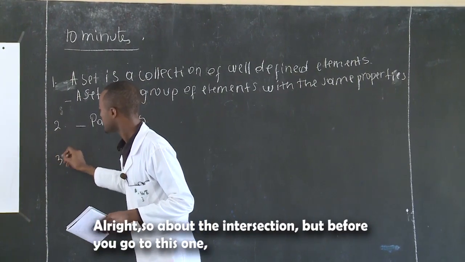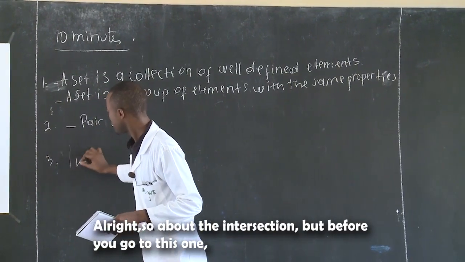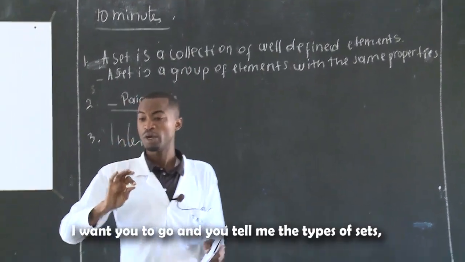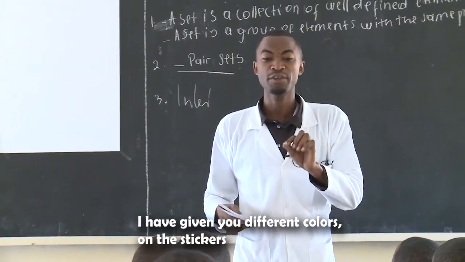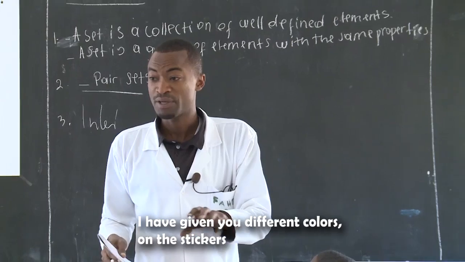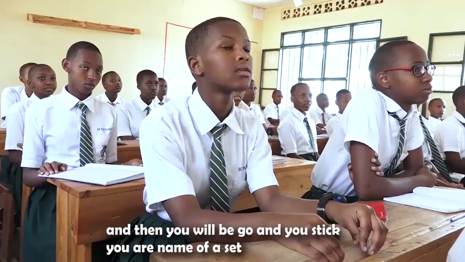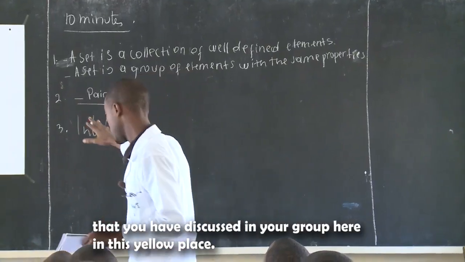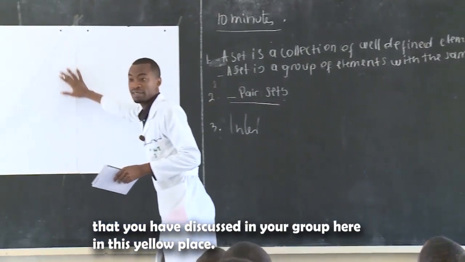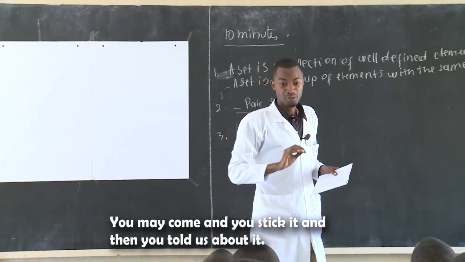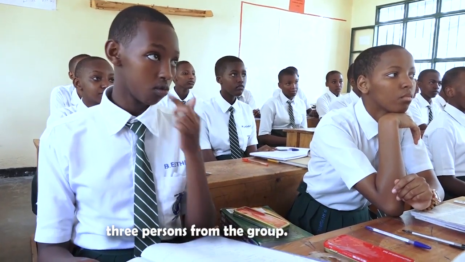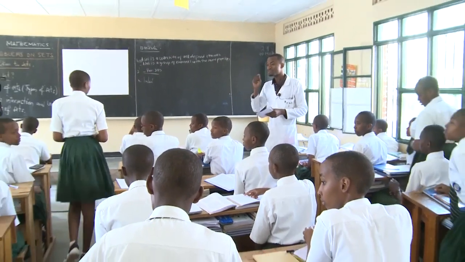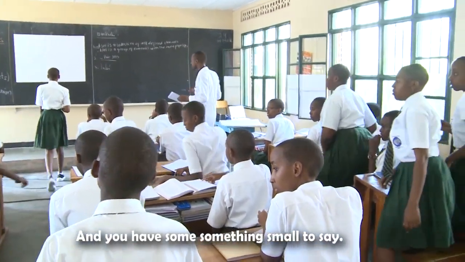This is the example of a pair set, a type of set you've given. All right. So about the intersection. But before we go to this one, I want you to tell me the types of sets. I have given you different colors of stickers, and you will go and stick the name of a set that you've discussed in your group here in this yellow place. You may come and stick it, and then you tell us about it. Every person from the group, you have something small to say.